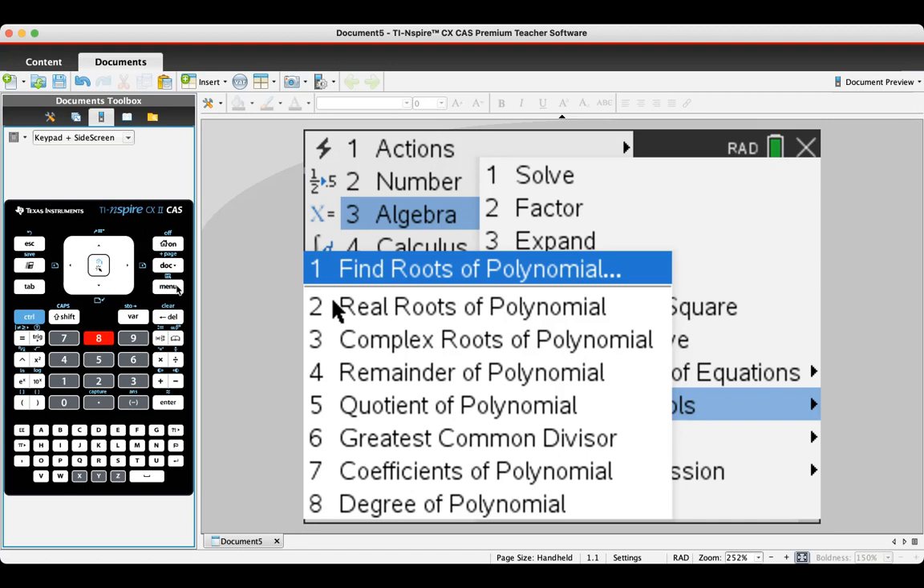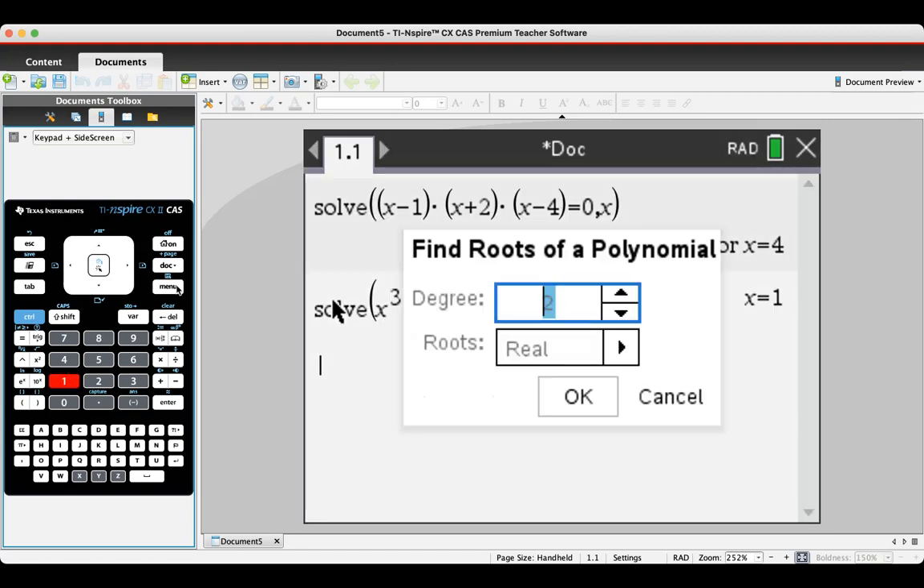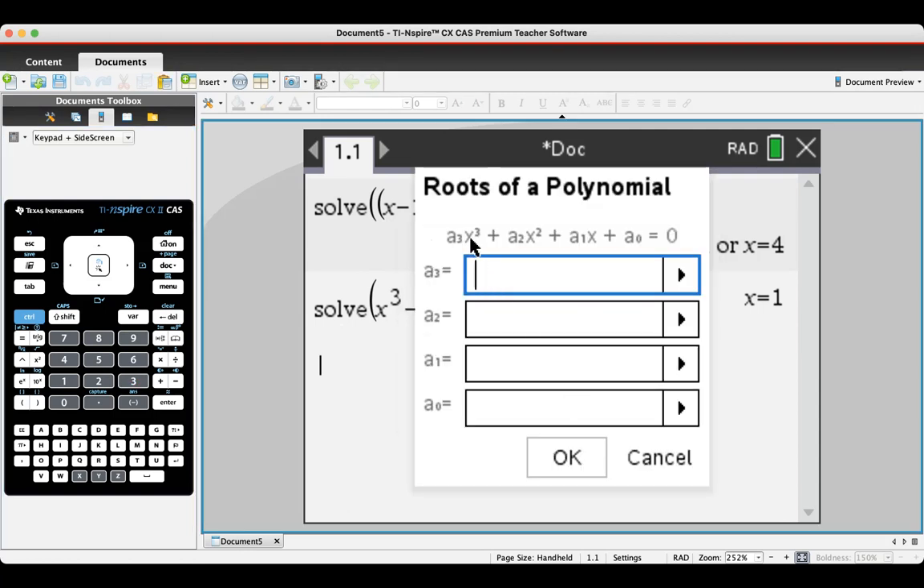If I go to find roots of the polynomial, for example, it says what degree polynomial have you got? Now, do you remember what that means? It means the highest power of the polynomial. So I'm going to say it's a degree 3 polynomial, and press OK. And you can see, because I've chosen a degree 3 polynomial, I've now got 1, 2, 3, 4 coefficients according to that little algorithm there. So a sub 0 is always going to be the constant, a sub 1 is the coefficient of x to the power of 1, a sub 2 is the coefficient of x to the power of 2, a sub 3 is the coefficient of x to the power of 3, and if it was a power of 4, there'd be an a sub 4, etc.